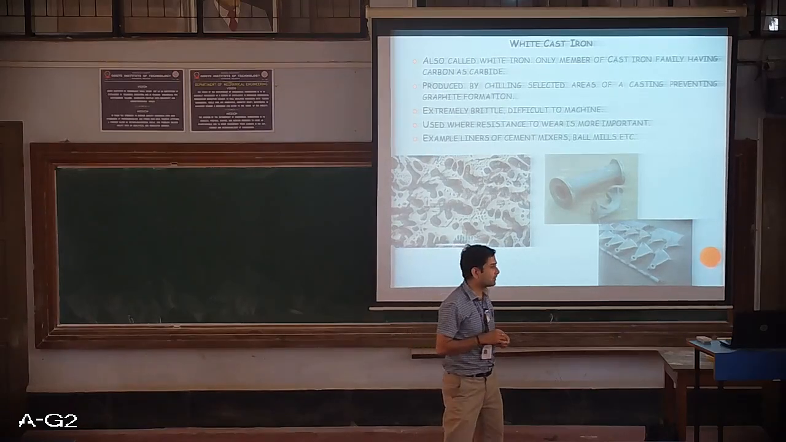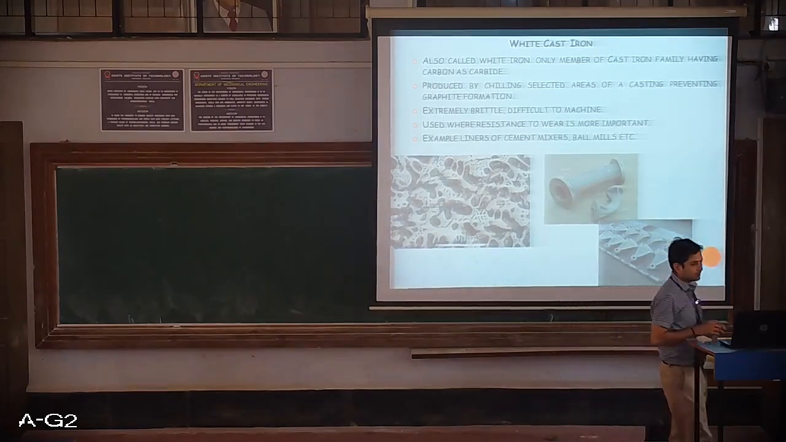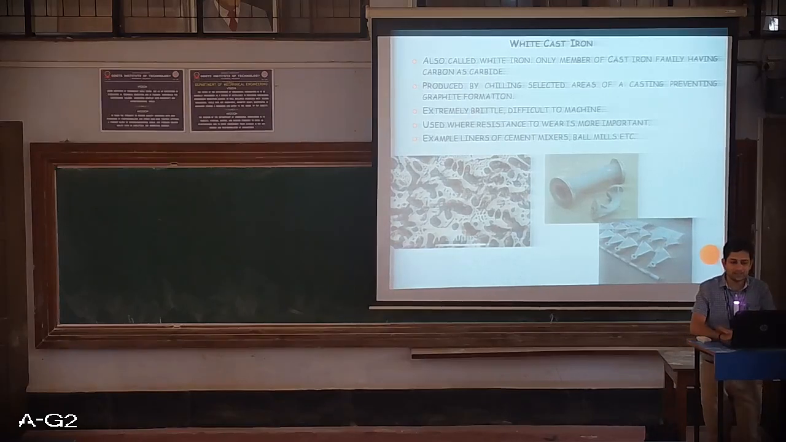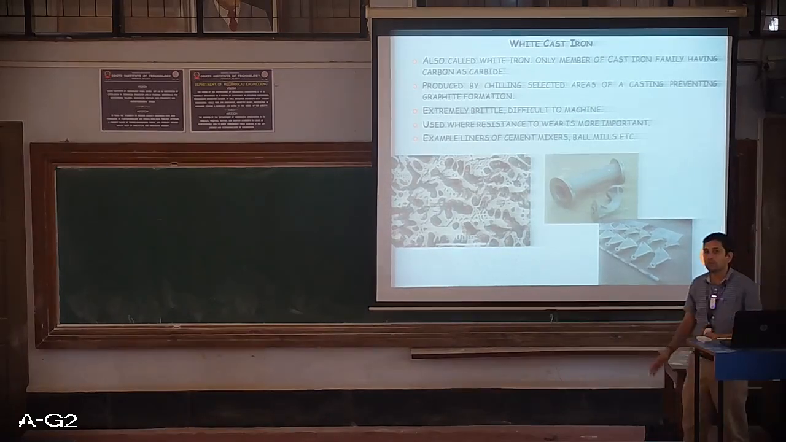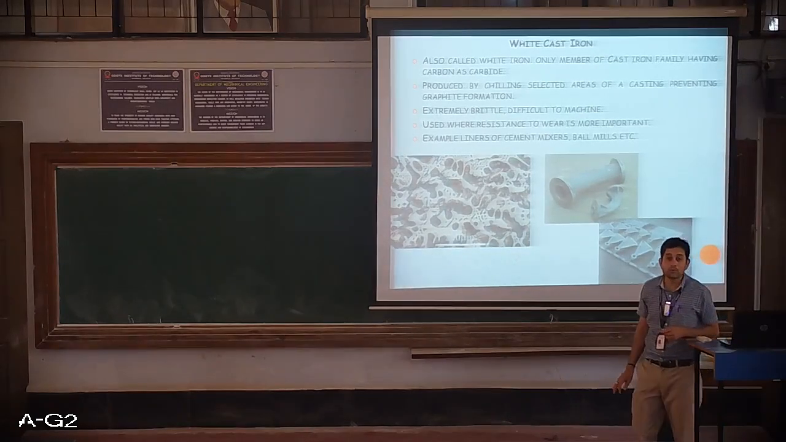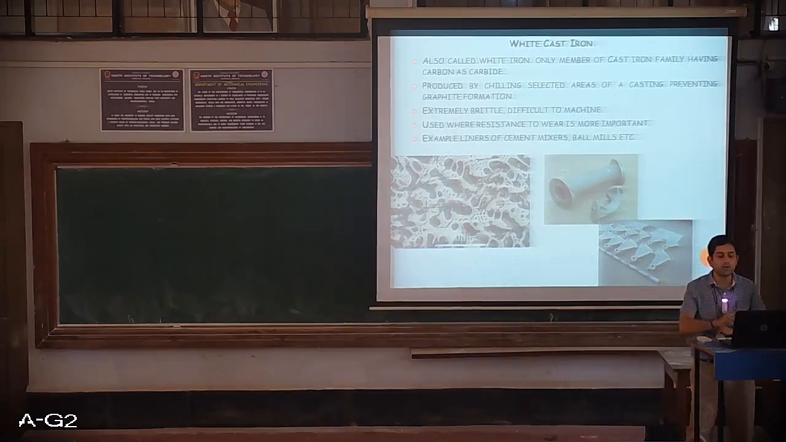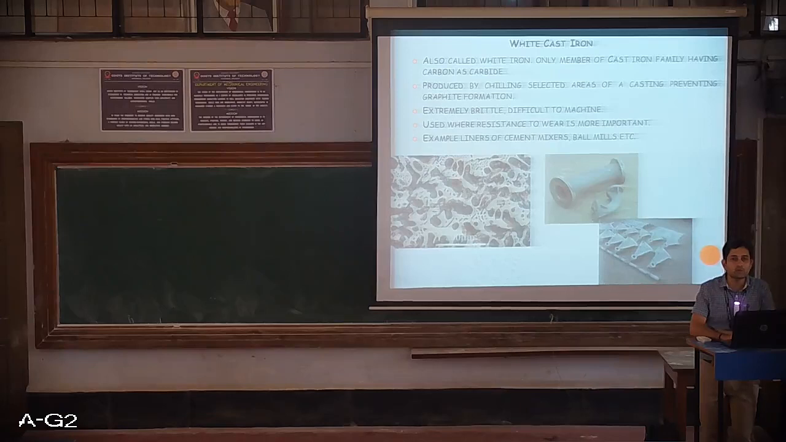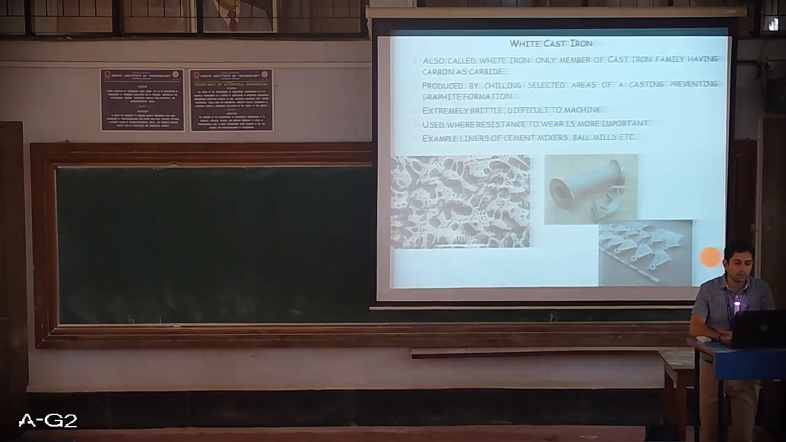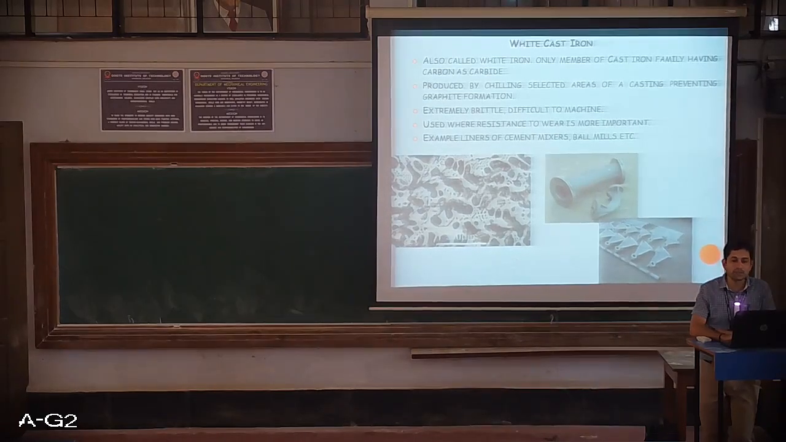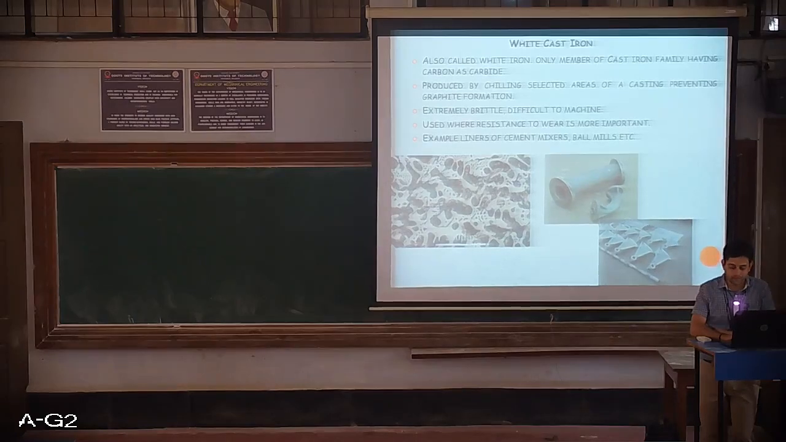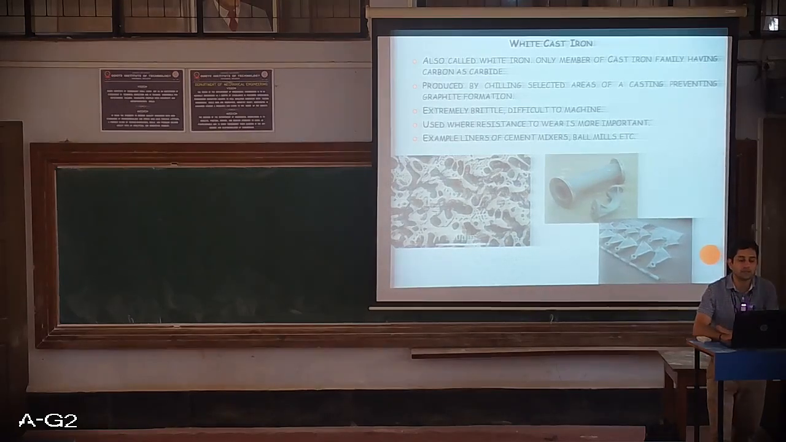We identify the white cast iron. It is also called white iron. It is the only member of cast iron in which the carbon is present in the form of carbide, while in all the other cast irons we are going to discuss, the carbon will be present in the form of graphite, a black-colored thing. Here it is present in the form of carbide, that's why it looks whitish when fractured. It is produced by chilling selected areas of a casting, preventing graphite formation. So graphite is not formed here, which is why it shows a white microstructure.